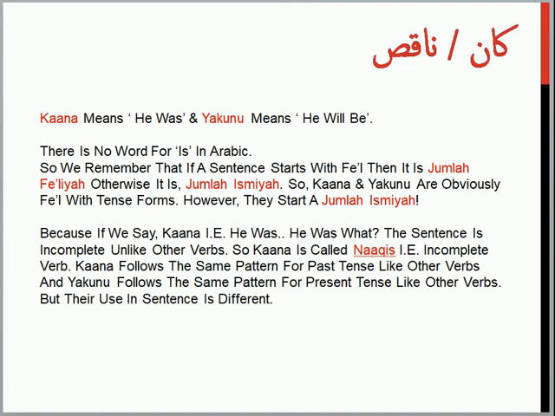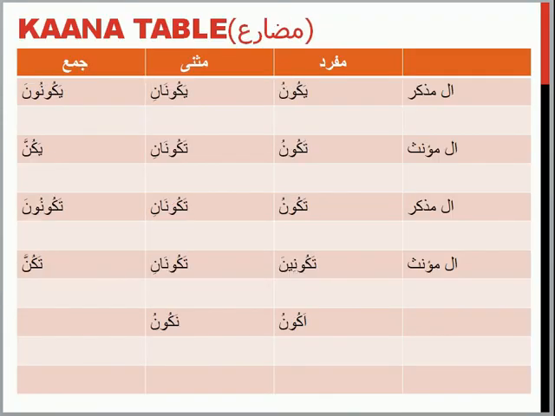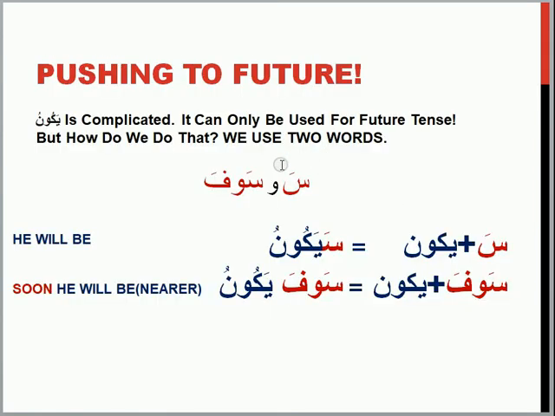A little review. Kaana, yakunu. Kaana means was, yakunu means it would be. All of these words are called Naaqis. And this is a sentence example. The maf'ul becomes cover of Kaana, and the fa'il, which could be inside and it could be outside, is ismu Kaana. You have the Kaana table, you have the yakunu table, which is the mudare, but the mudare cannot run by itself, so it needs future helping words, which are sa or saufa. Saufa is sooner and sa would be longer.